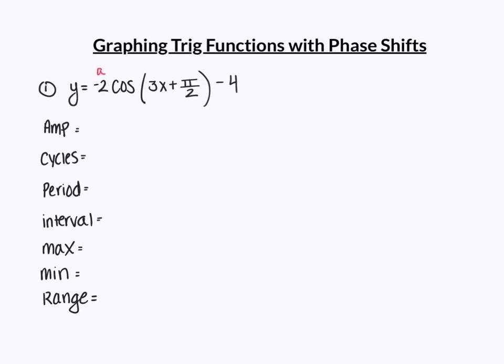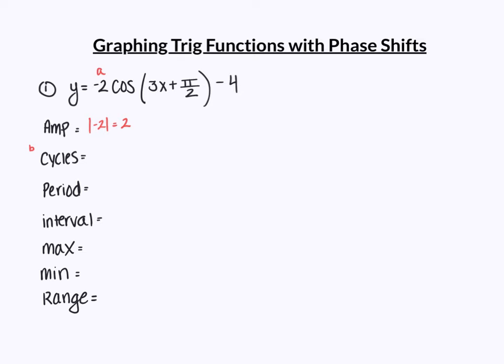The A, or the absolute value of A, is our amplitude. So the absolute value of 2 is 2. The B value is found by looking at the cycles. But we have to do something first. It looks like this equation has the B value already multiplied in. And if you remember correctly, we have to get that B value out in form of a GCF. So let's do that first.